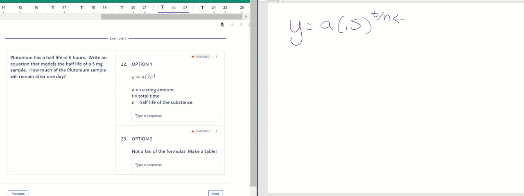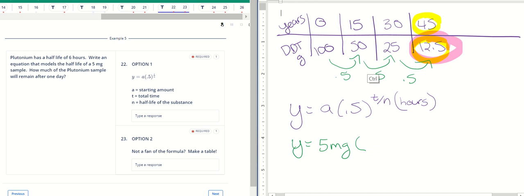So for this problem, we are actually not going to be operating in years. We're going to be operating in hours. And that's because we are told the half-life of plutonium is 6 hours. So Y equals our starting amount, 5 milligrams of plutonium. You don't have to put mg in your sample. I should have just written the 5. There we go. Okay, so 5 times 0.5.